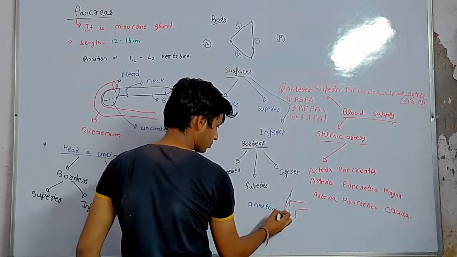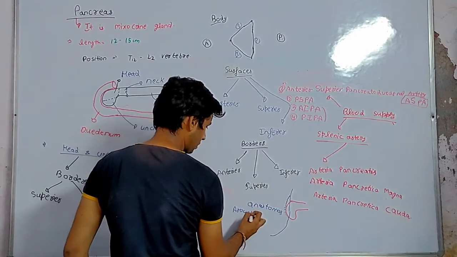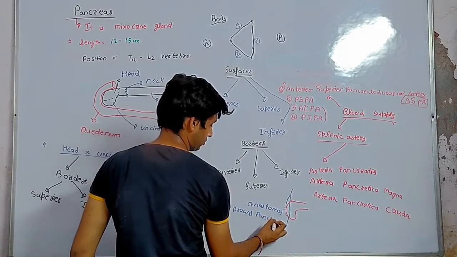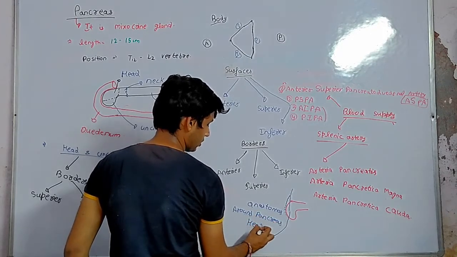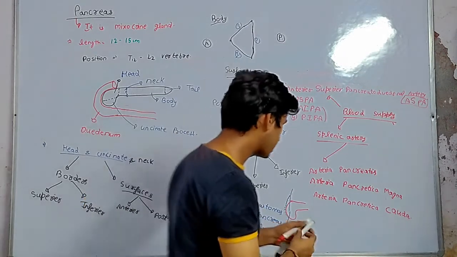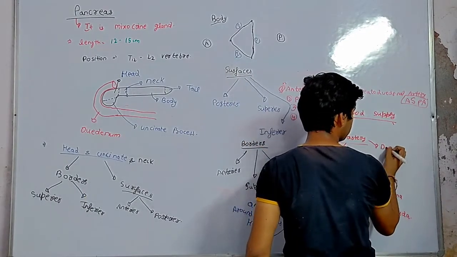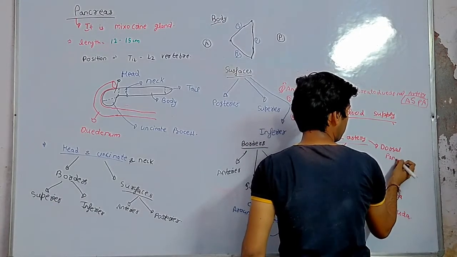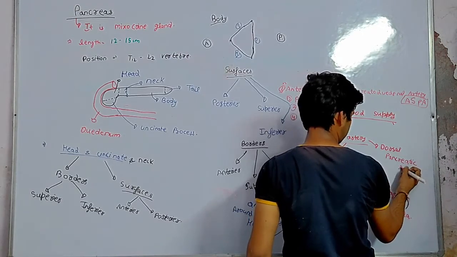Anastomosis around the head of the pancreas. And one branch of the splenic artery is also sometimes present, which is called the dorsal pancreatic artery.